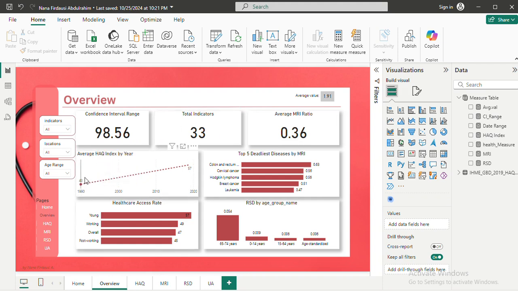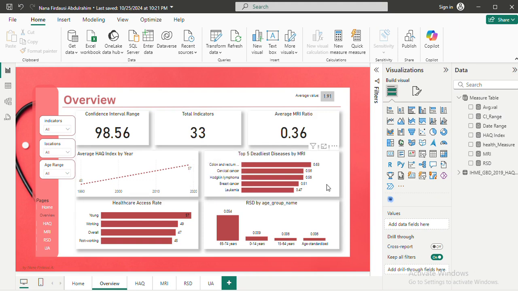I was able to calculate the HAQ index by year. So the average HAQ index for 1990 is a bit lower than the average HAQ index of 2019. So it's telling us that during 1990 the healthcare facilities were not very reliable, maybe like the healthcare access. But now in 2019, the HAQ index is high. That means there is more access to healthcare facilities.